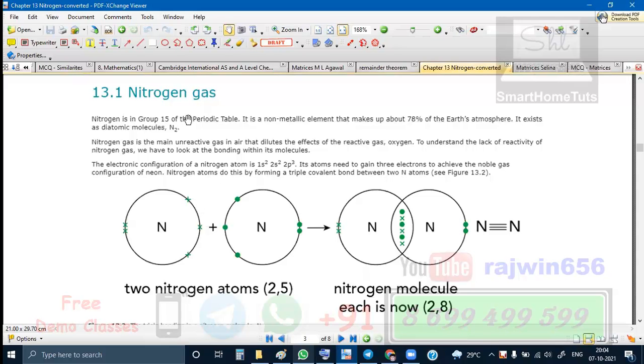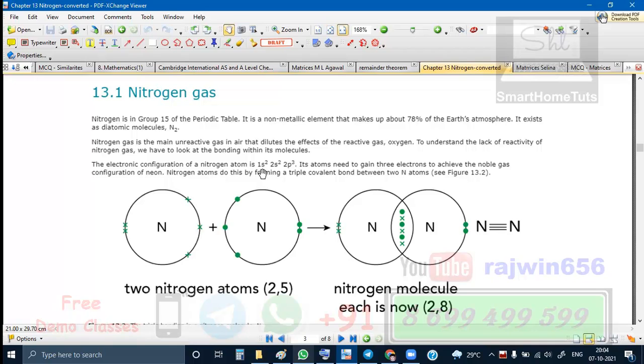Okay, now this is the next part, nitrogen gas. Why is nitrogen very less reactive? This is what we are going to discuss here. First of all, it is in group 15 of the periodic table. It's a non-metallic element. It is present to the extent of 78% in the atmosphere. It's a diatomic molecule N2. This is the bonding that is there. There is a triple covalent bond. Because of this strong triple covalent bond, it is very less reactive.